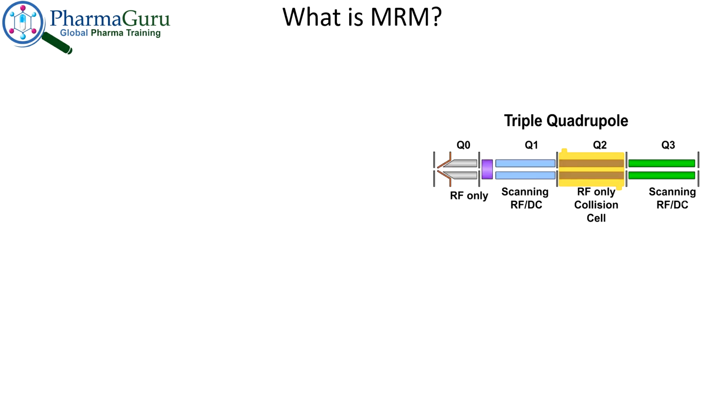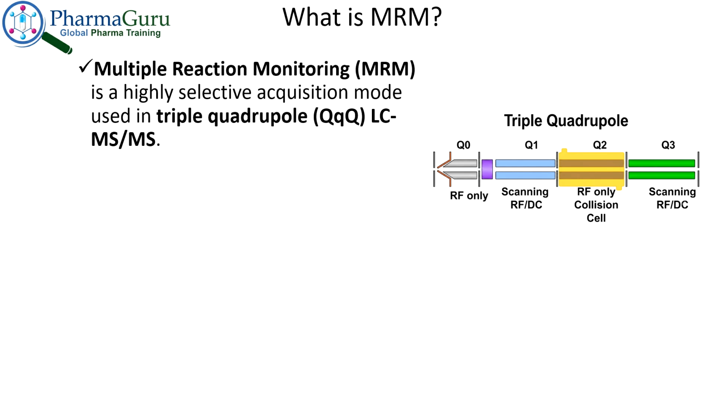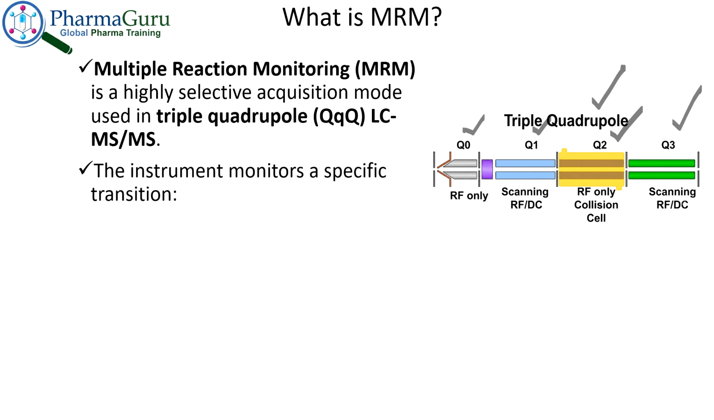What is MRM? Multiple reaction monitoring, or MRM, is a highly selective acquisition mode used in triple quadrupole (QqQ) LC-MS. This is the mass analyzer where Q0 is the ion guide, Q1 is the first mass analyzer, Q2 is the collision cell, and Q3 is the second mass analyzer. The instrument monitors a specific transition, precursor ion and product ion.